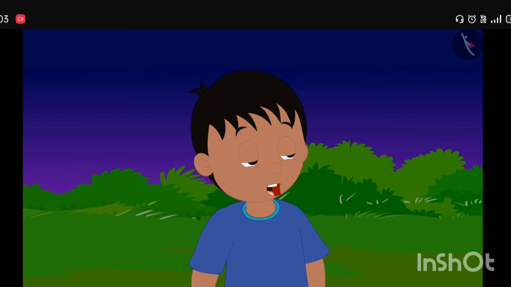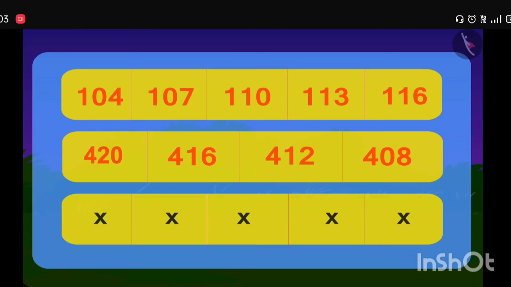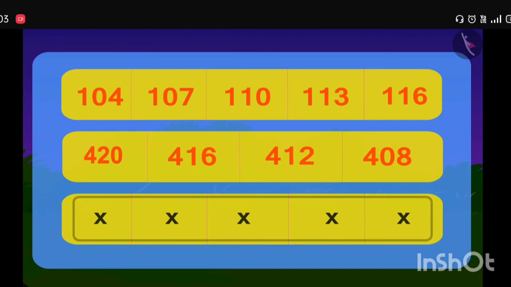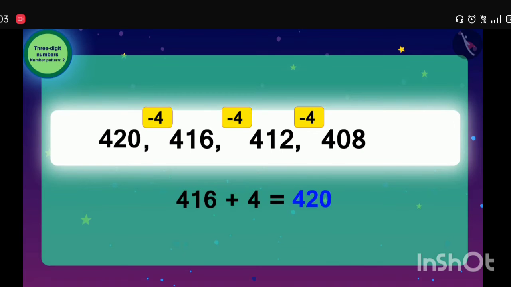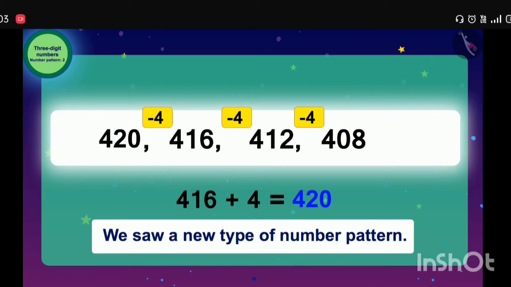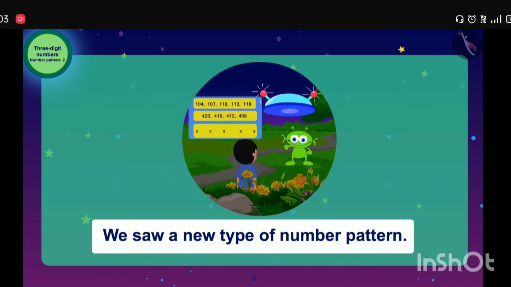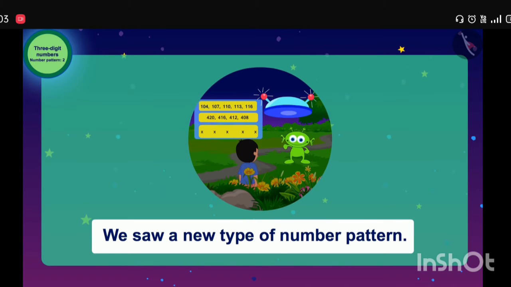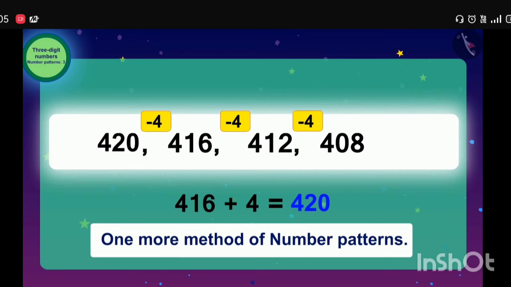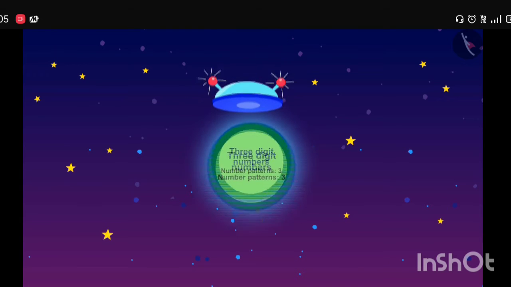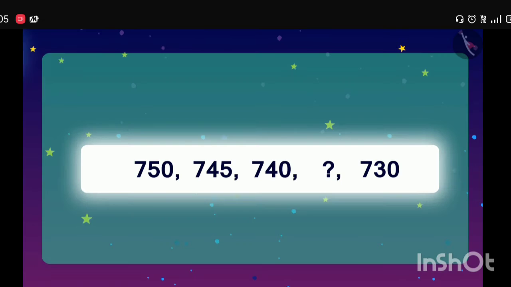Raju told the answer of the code to the alien, and the alien showed his third and last code. Children, today we saw a new type of number pattern. In the next video, we will try our best to save Bablu from the alien using our knowledge in number pattern. We have learned how to recognize number patterns. Let us evaluate our knowledge in this lesson.